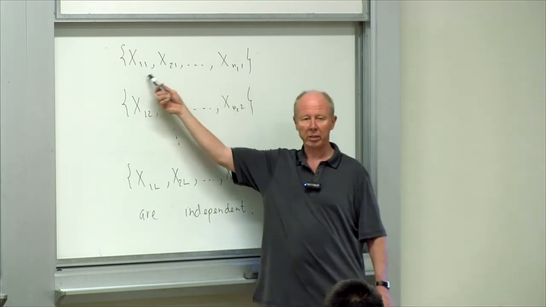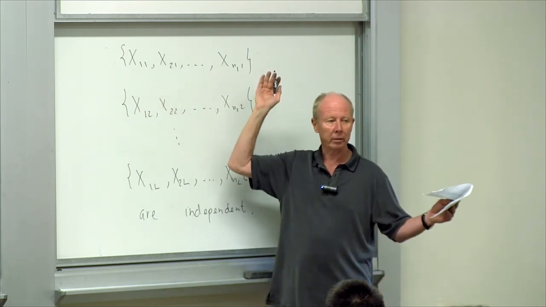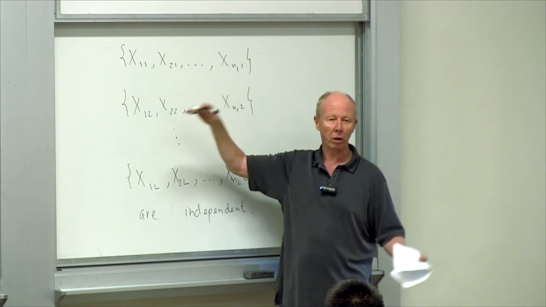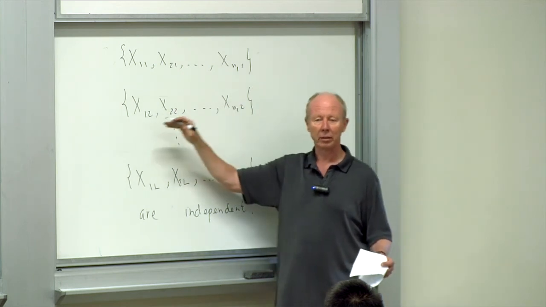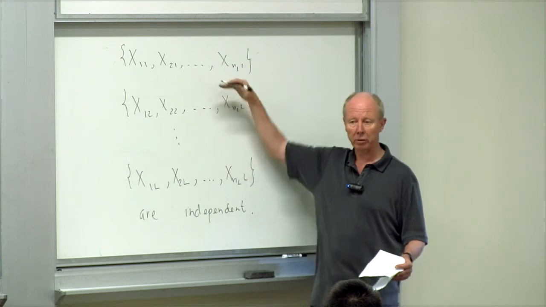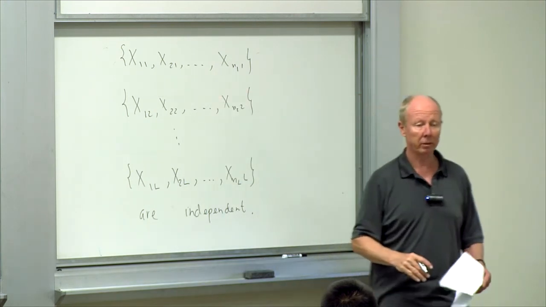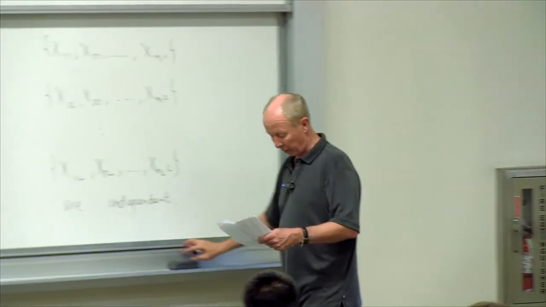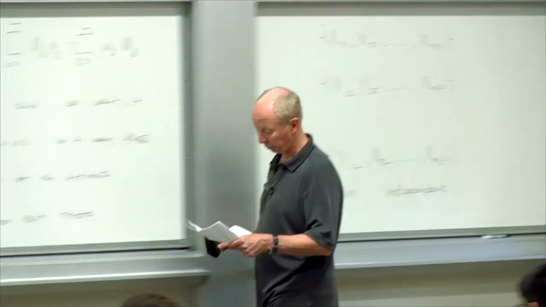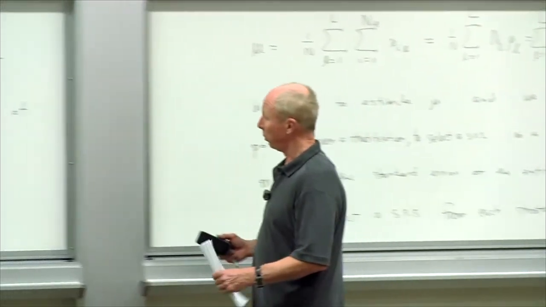So in other words, we sample here, we forget what we did. That doesn't affect how we sample the second strata, doesn't affect how we sample the third strata. So from strata to strata, the samples are independent. Okay. So what's our estimator for mu?